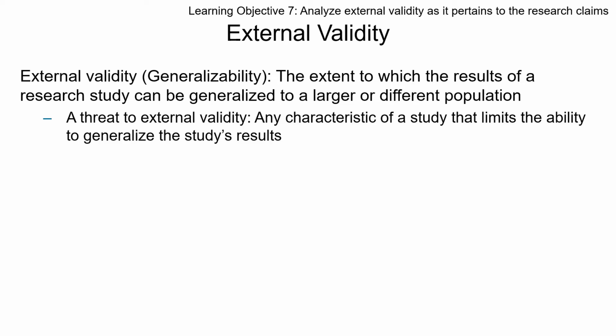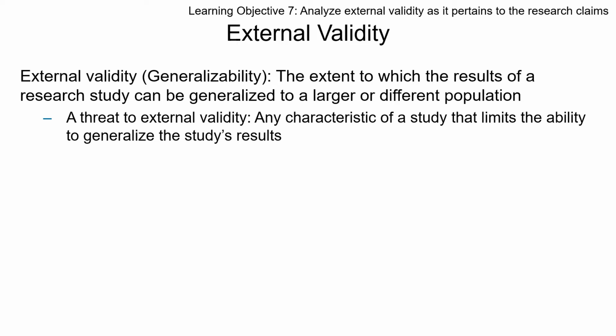And one major threat to external validity is any characteristic of a study that limits the ability to generalize a study's results. Let's say you are trying to find a relationship between anxiety and depression, and you study it on college students. Well, a threat to external validity here is a characteristic of the study that limits the ability to generalize, which would be the age of the participants. Most college students are going to be within a specific age range, so that is a limiting factor.